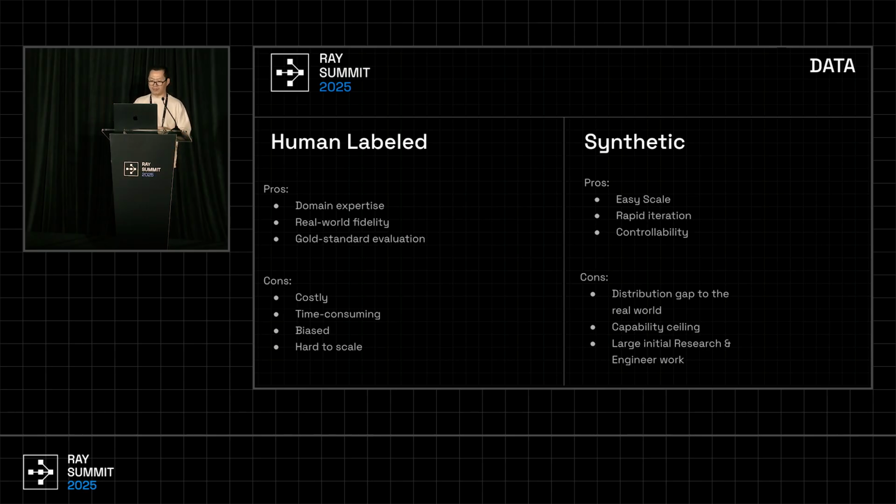But it also has cons. If you do not design the distribution well, there is a large gap to the real world. It also has capacity ceilings, which could be set by your models, or by the recipe, or by some bug in the pipeline. And of course, if you want the synthetic data to work, you need a large effort, especially the initial effort on the research and engineering side.